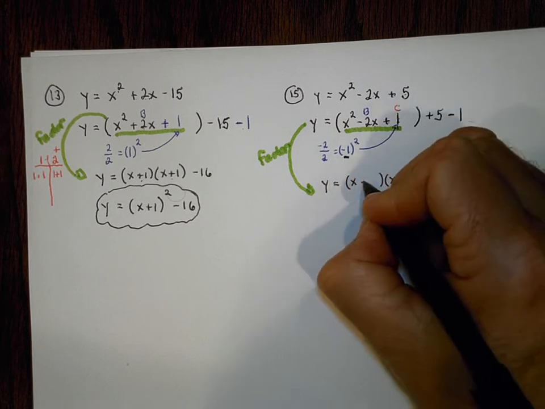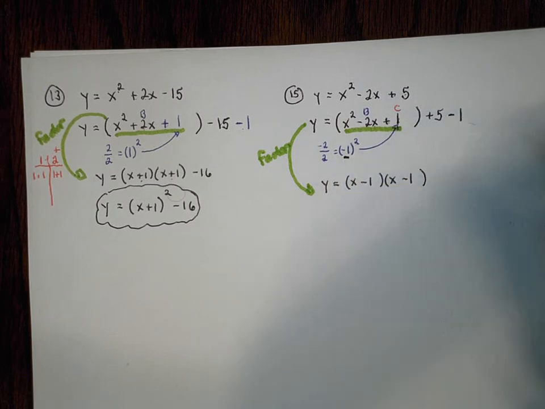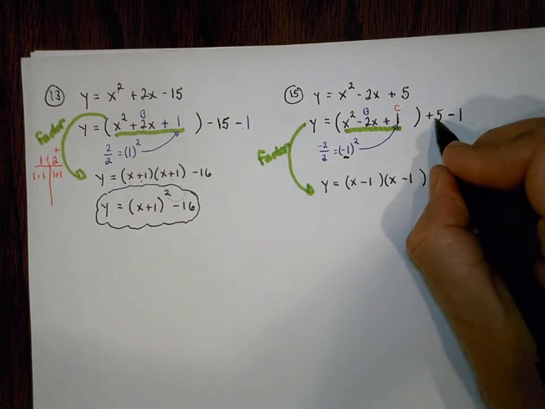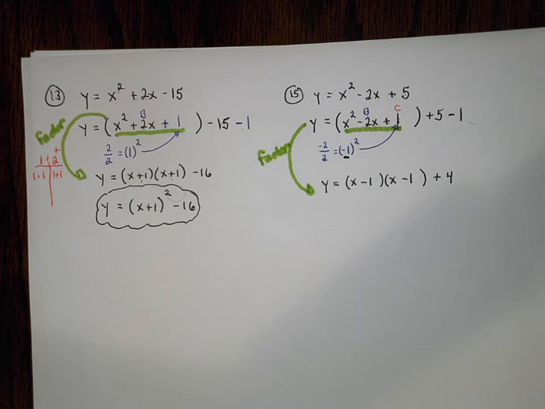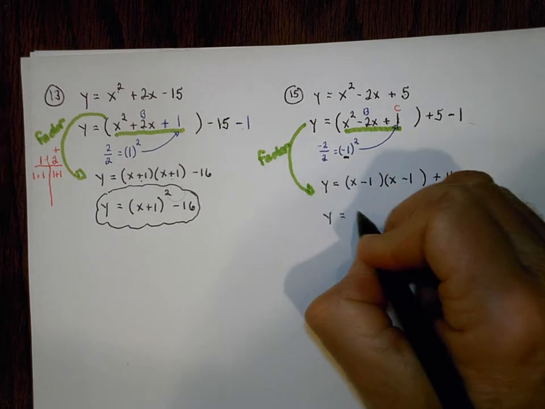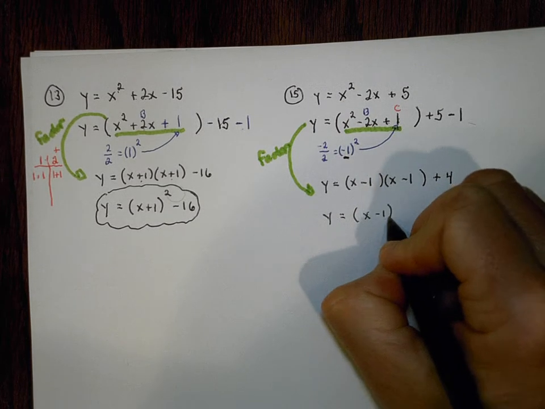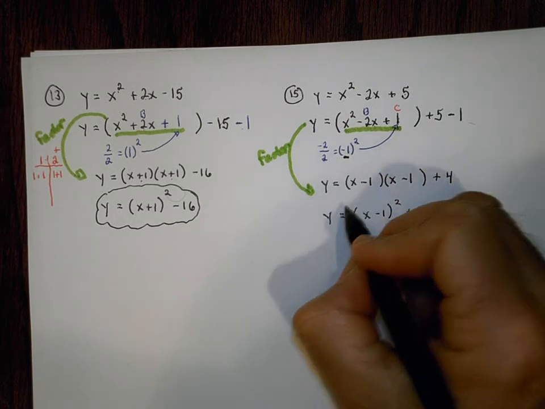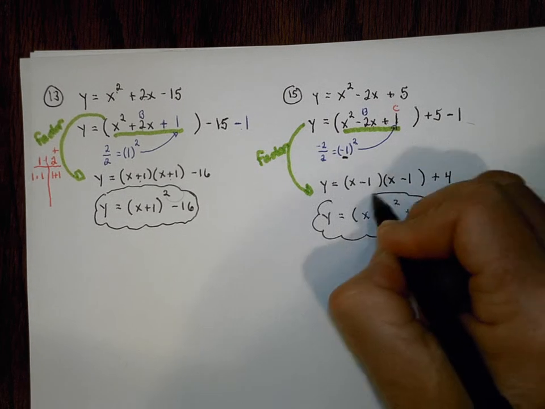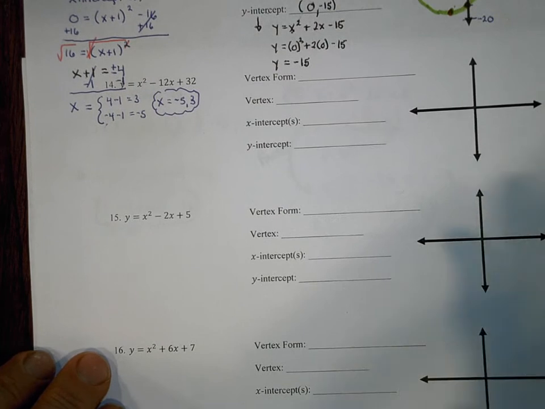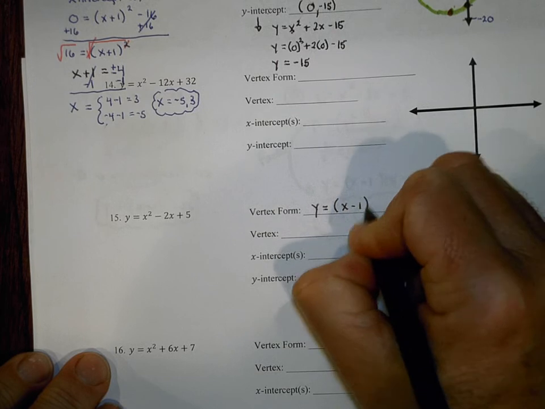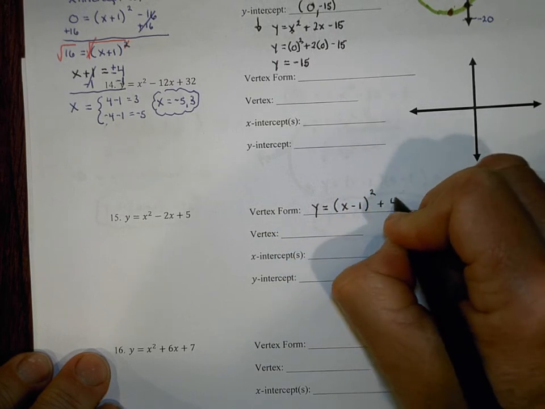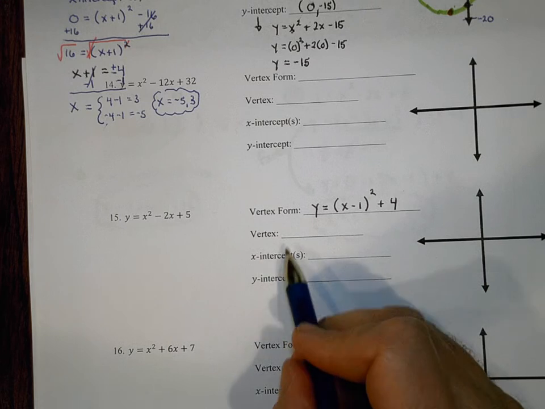So my two factors are going to be x minus 1 and x minus 1. And then outside the parentheses, I'm going to simplify this to positive 4. Positive 5 minus 1 is positive 4. So this leaves me with two sets of x minus 1. So I'm going to have x minus 1 to the second power plus 4. And now that equation is my equation in vertex form. So on number 15, my vertex form would be y equals parentheses x minus 1 to the second power plus 4. That now tells me the coordinates of my vertex.